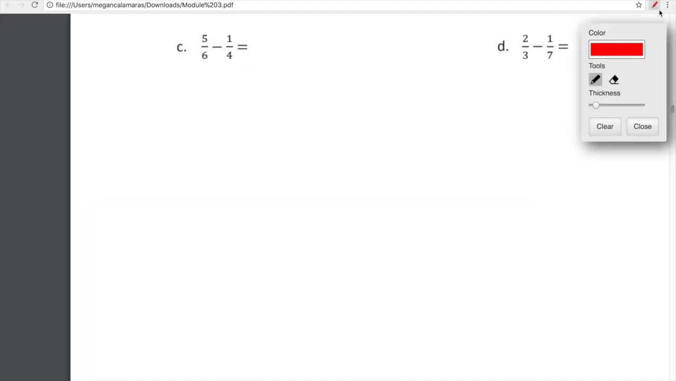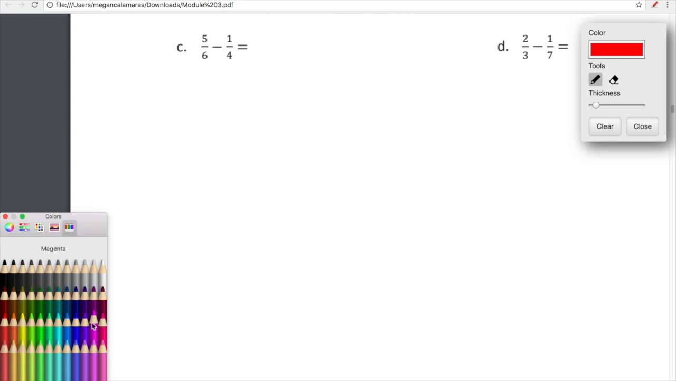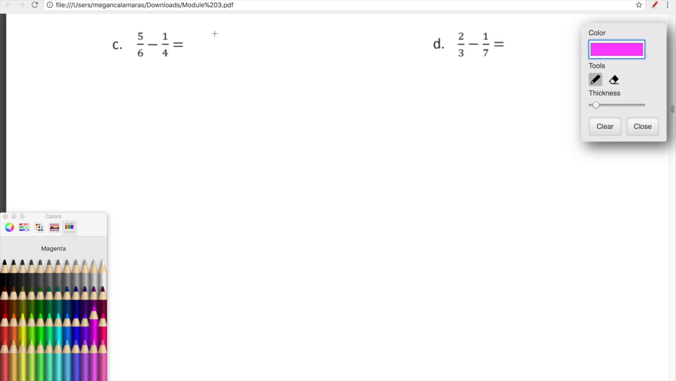Hey kiddos, here we are. We're getting into a review problem for lesson 5 next. So what I need you to do for this problem is please label it L5.